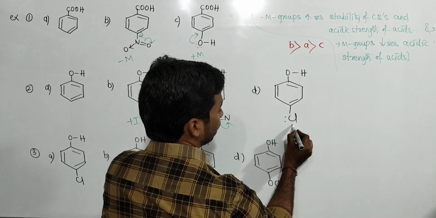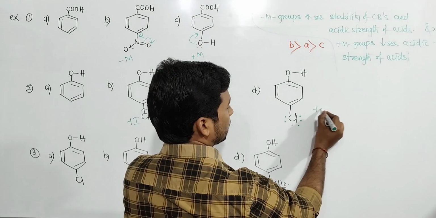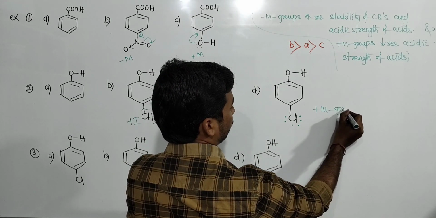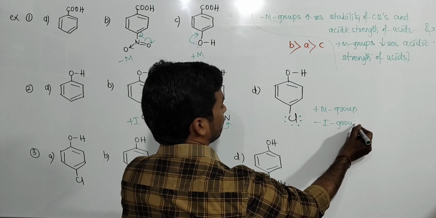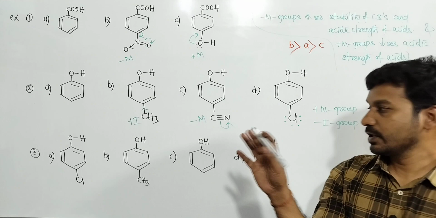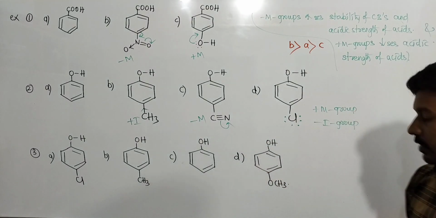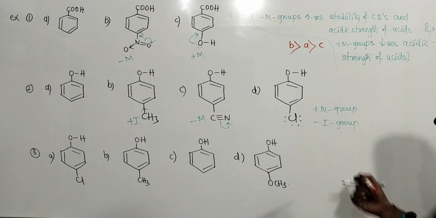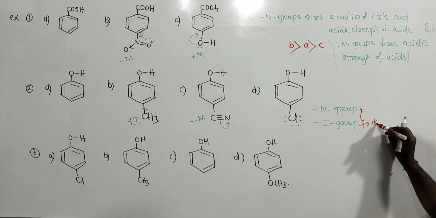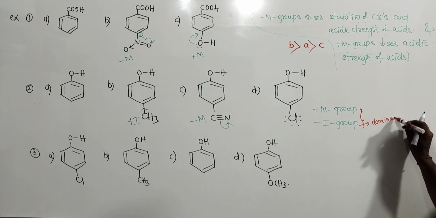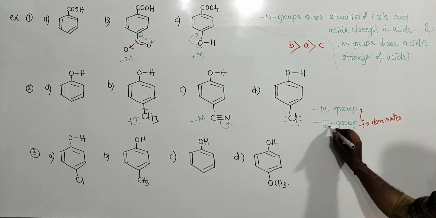Here chlorine, lone pairs, 3 lone pair. This is which group? This is plus M group and minus I group. In inductive effect, I have given chlorine halogens in minus I groups. I have given halogens in plus M groups. But for halogens, which is dominating between these two? For only halogens, mesomeric effect dominates over inductive effect.